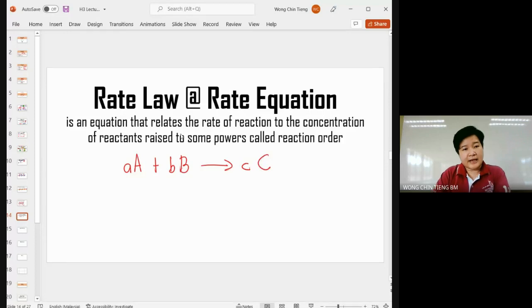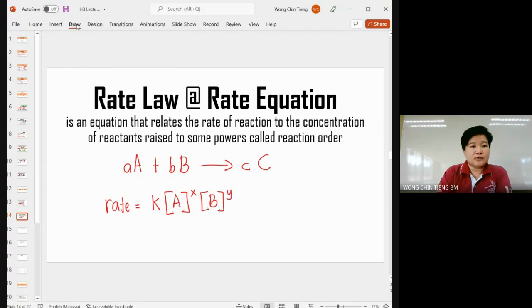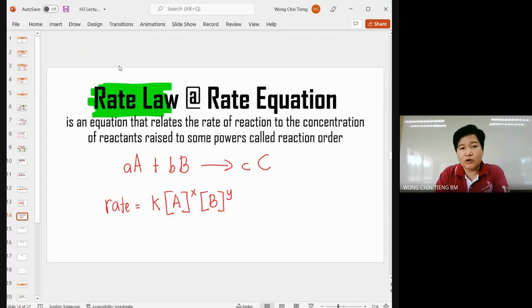Dan kalau dia adalah rate law, dia masih adalah rate tapi dalam bentuk lain. Dia akan ambil kira K is a constant. Kita akan bincang K nanti. Concentration A to the power of X, concentration B to the power of Y. Untuk rate law, apa beza rate law yang paling ketara dengan rate differential equation tadi?